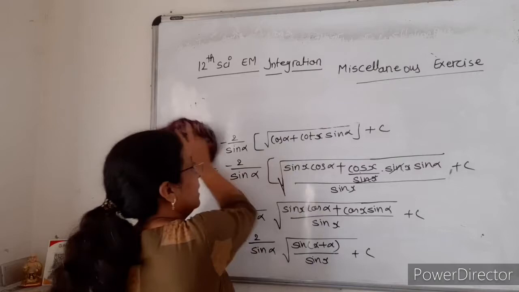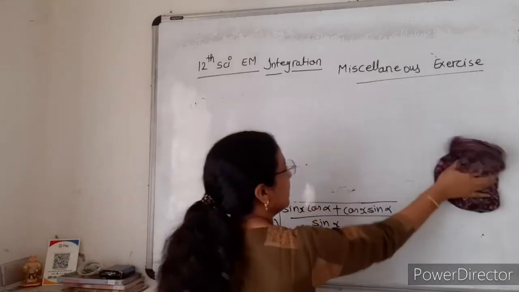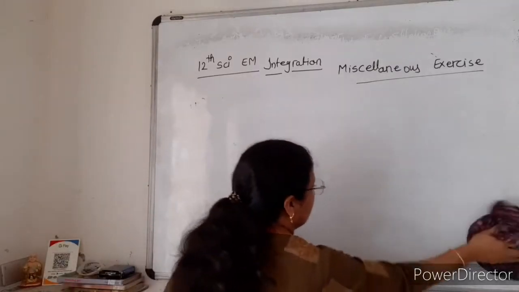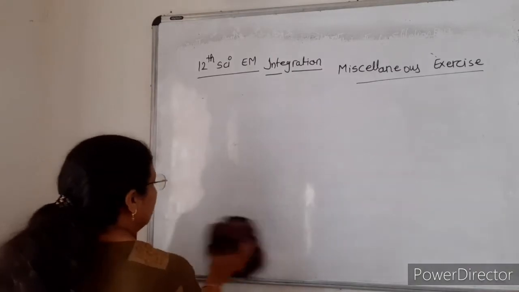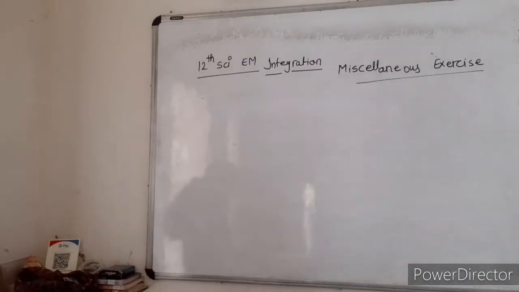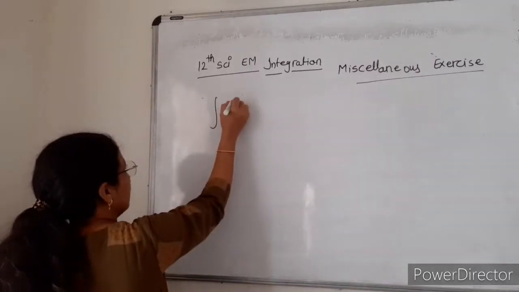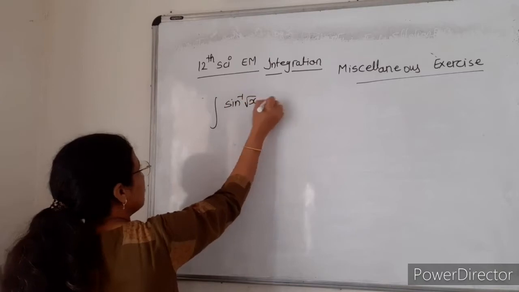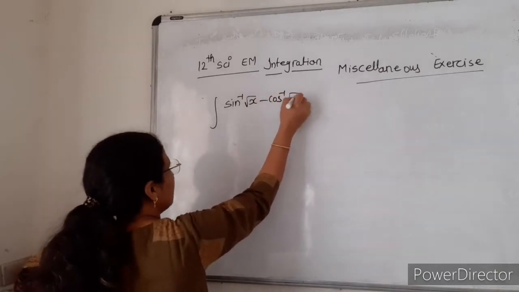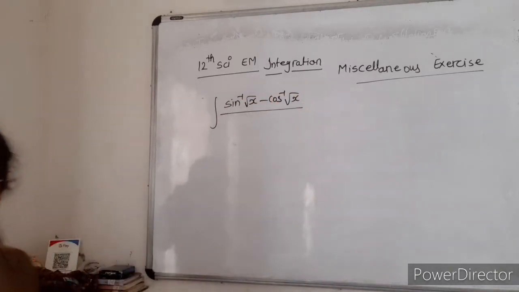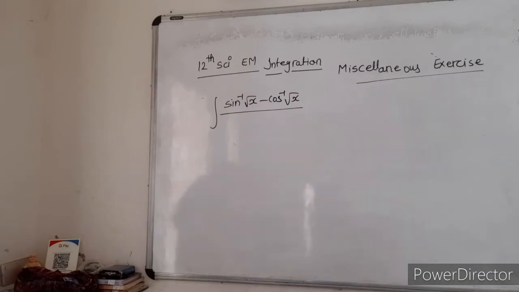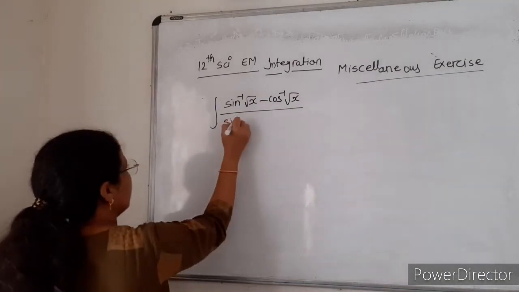Now we'll go ahead with question number 19. Question number 19: integration of (sine inverse root x minus cos inverse root x) upon (sine inverse root x plus cos inverse root x).